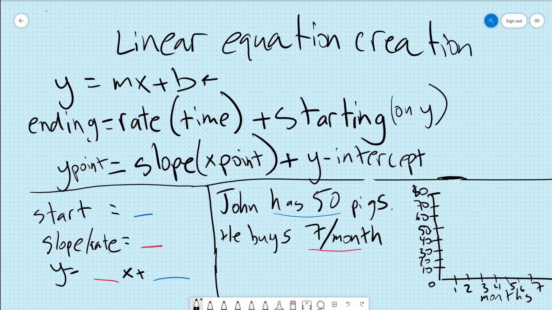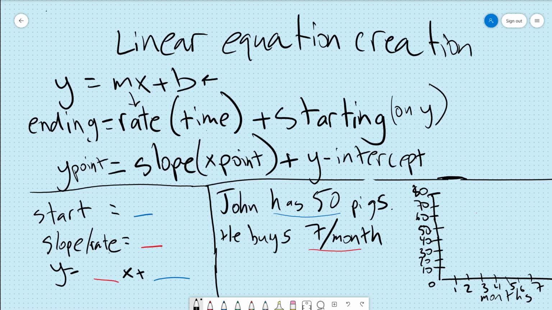You may have heard this before, but I need you to understand it in the way you are going to understand it. So I wrote it in a few different ways. For me, I like using the y part as the ending amount, the m is the rate, the x is the time, and then b is the starting amount.